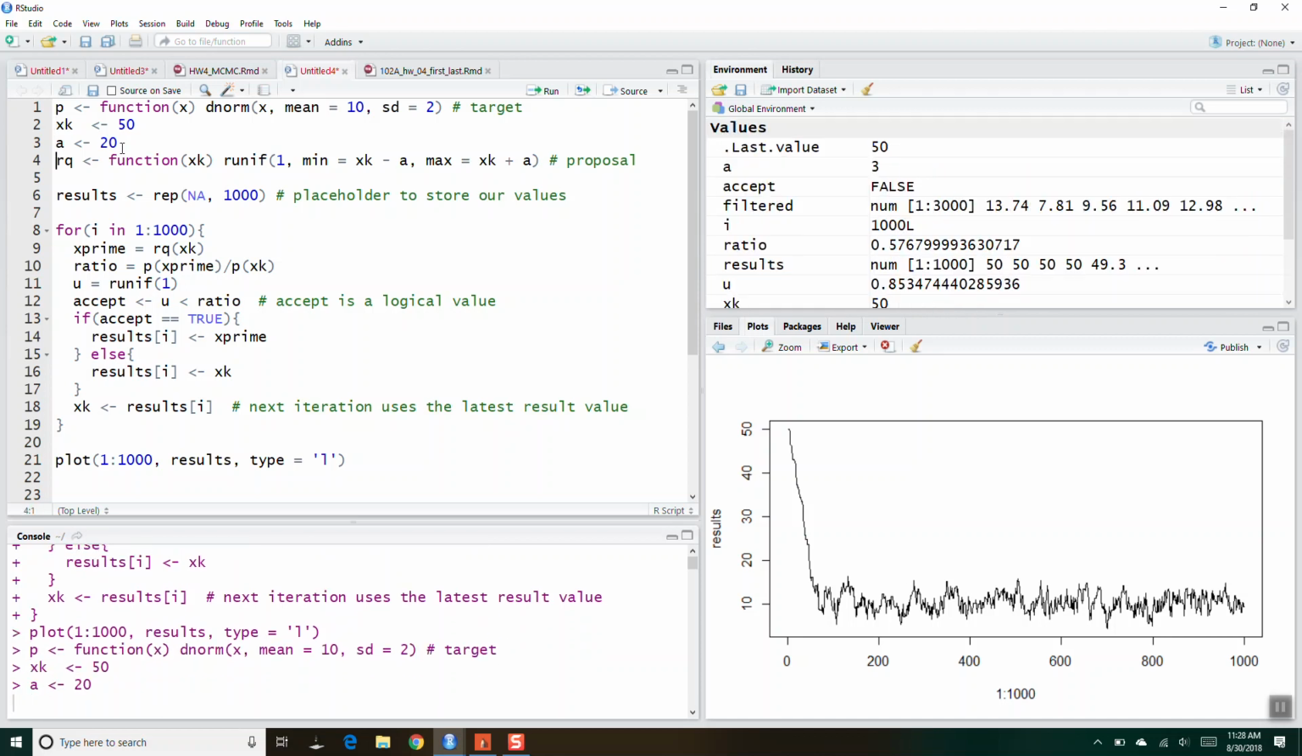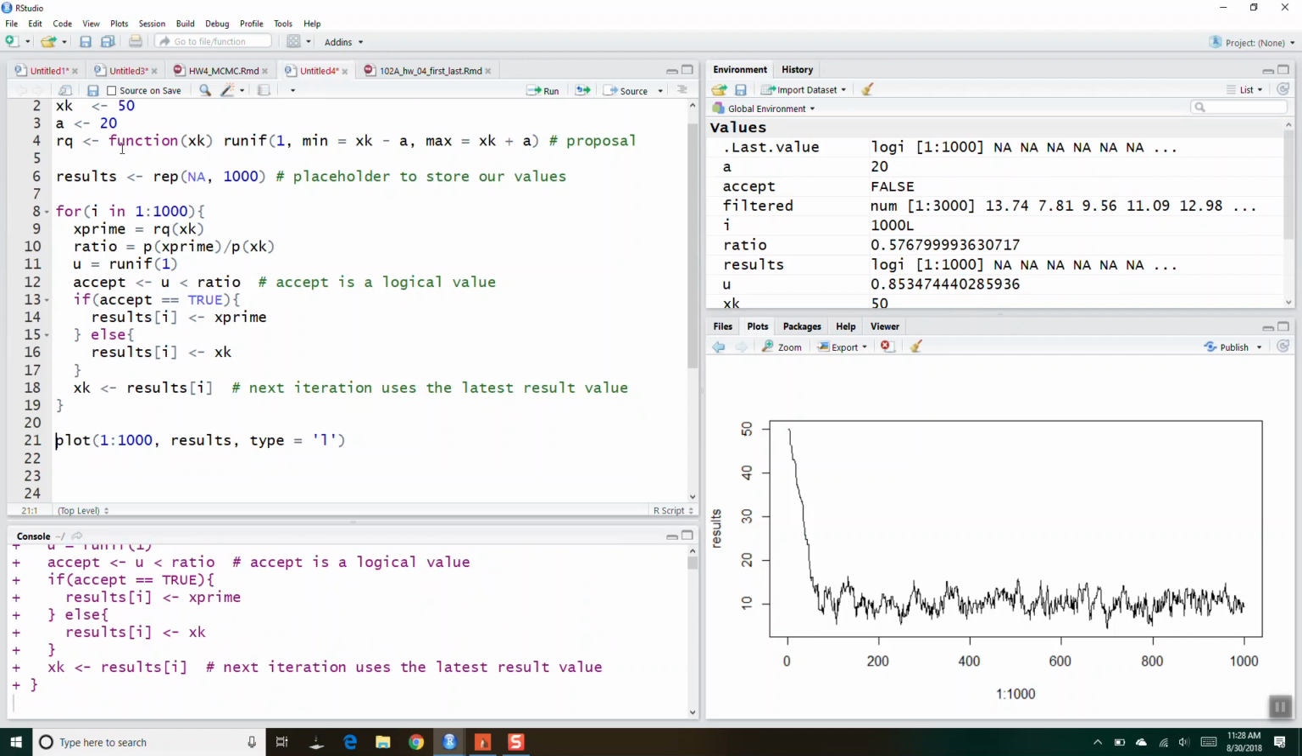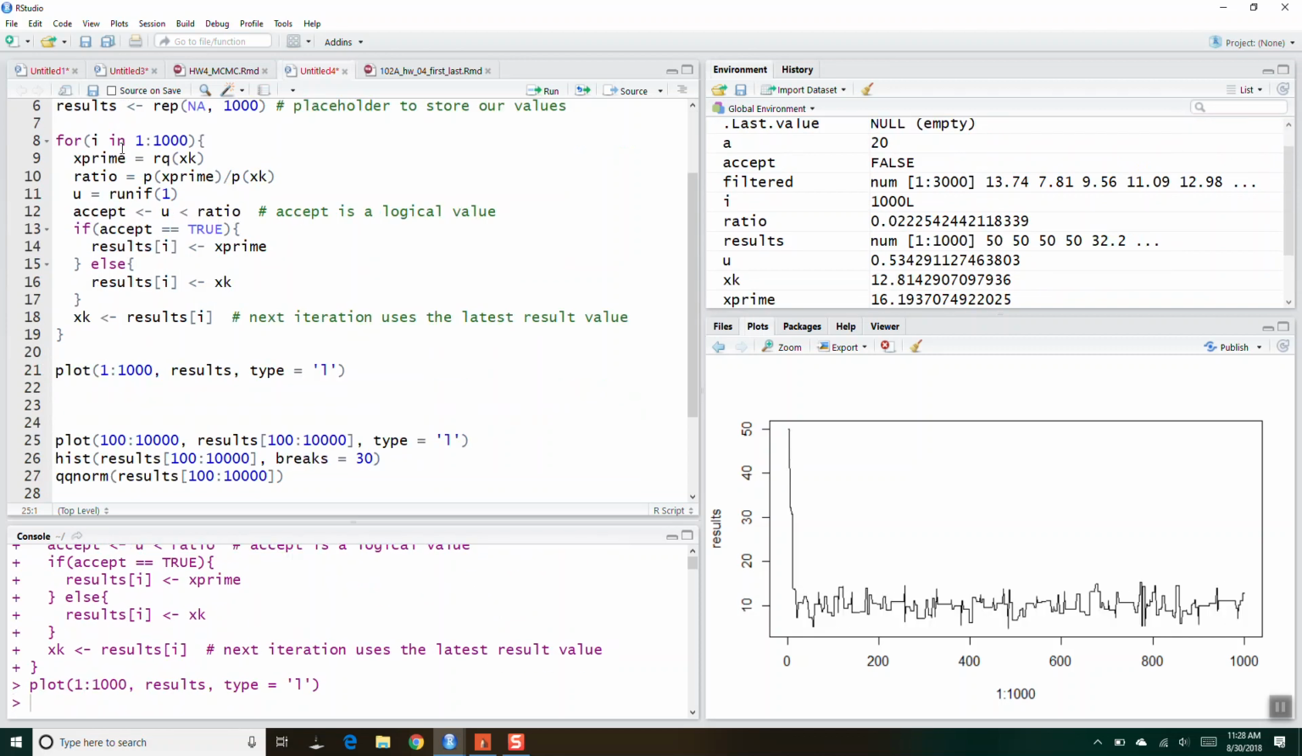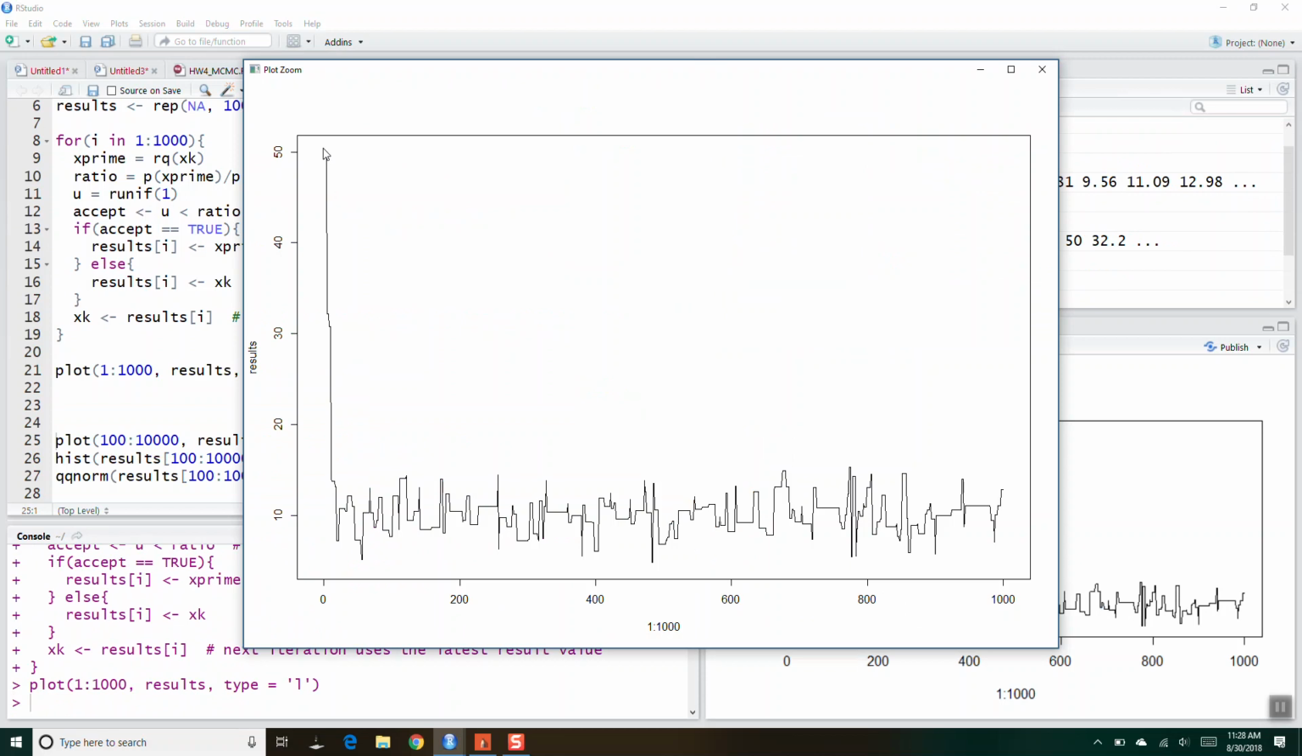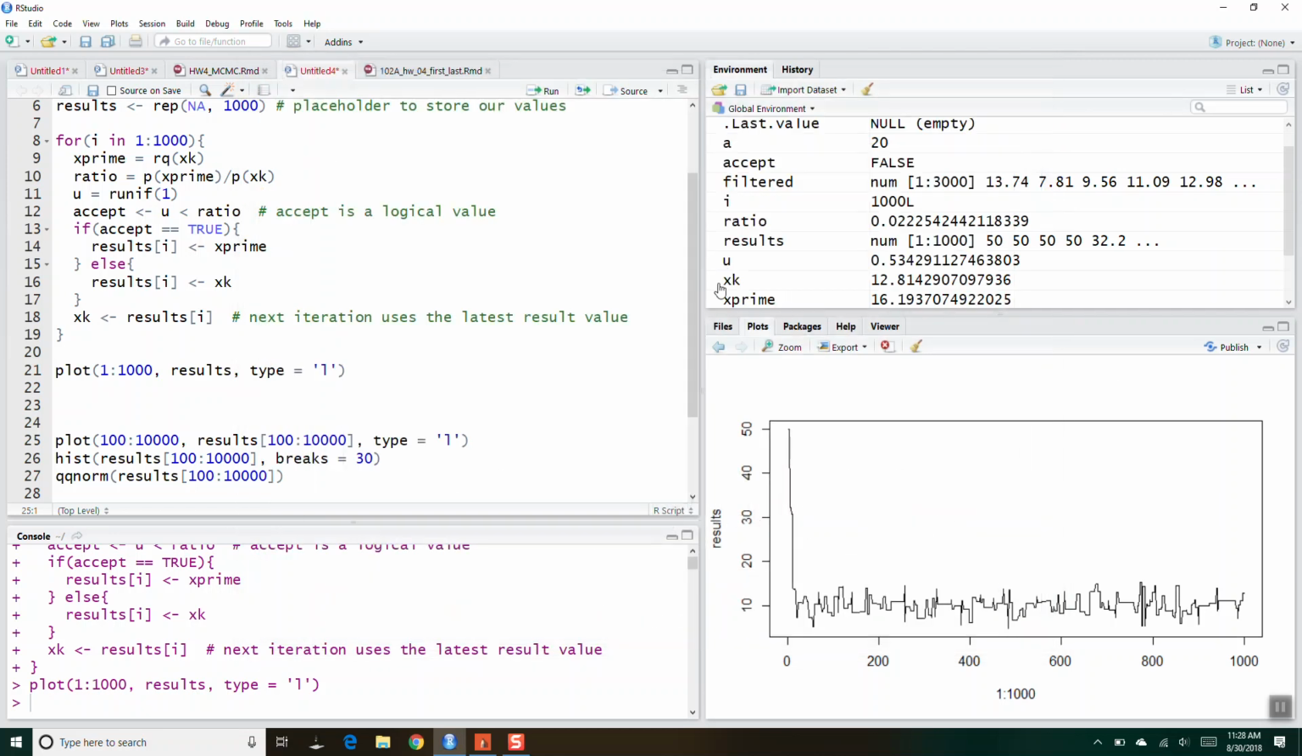Well, here, let's just take a look, okay? So we start off at 50 and we get down to 10 very quickly.